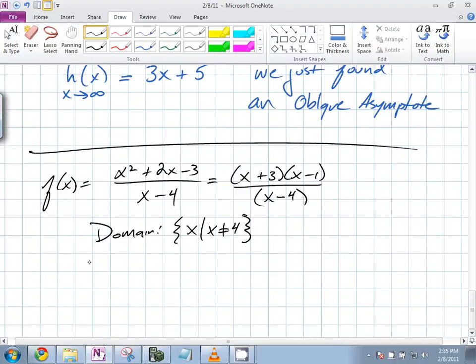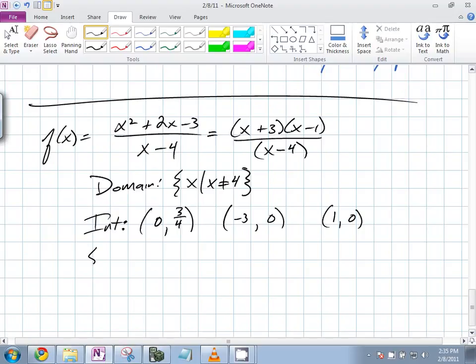Intercepts. Can someone tell me the y-intercept when x is 0? What's y? 3 over 4. And what are the two numbers that make y 0? Negative 3 and? We have 3 points. That's pretty good. What about symmetry? You can just shout this out. What do you think? Neither. There might be some cool symmetry.